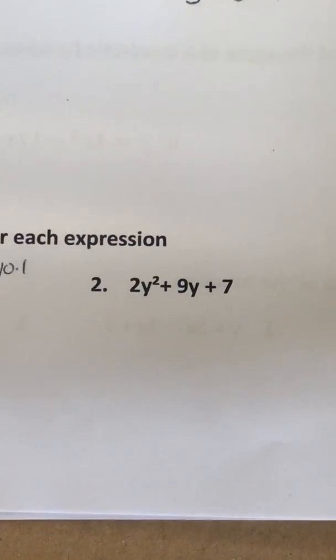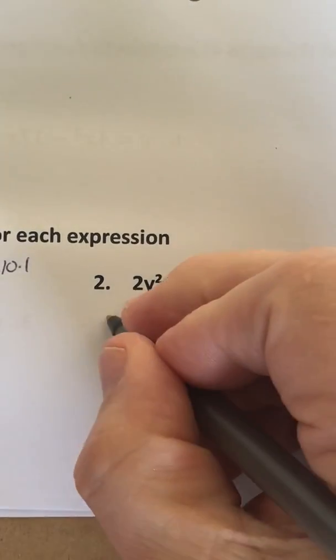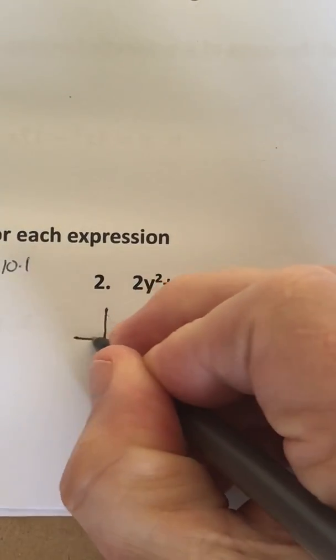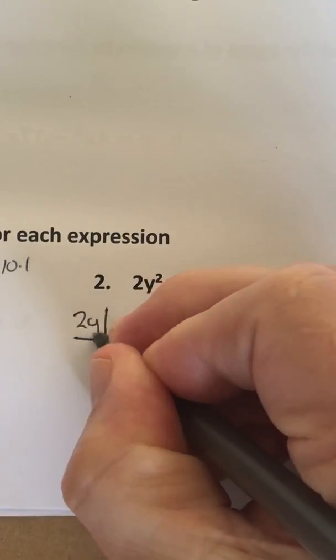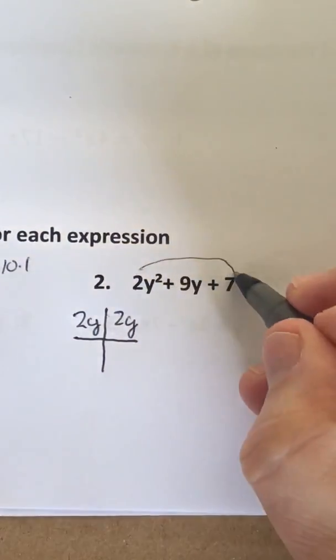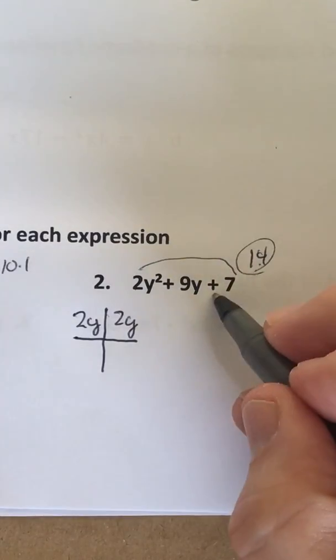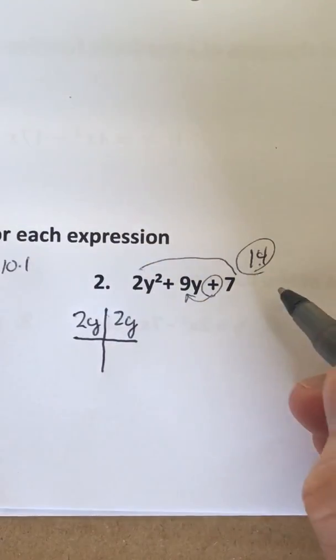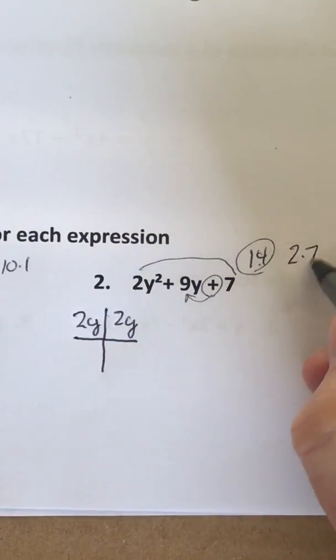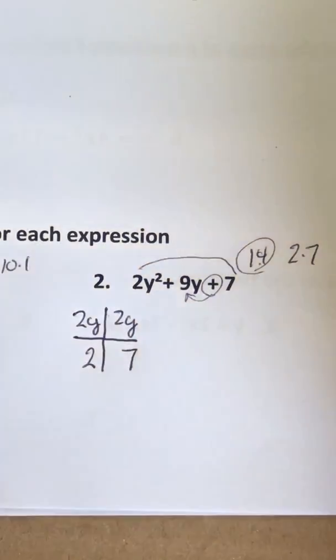All right, then our next one. Again, leading coefficient. So we do our box, put in the top 2y and 2y. Multiply 2 times 7 gives us 14. We want the factors of 14 that, when we add them up, we get a 9, and that would be 2 times 7. So in our box, we'll put on the bottom a 2 and a 7.